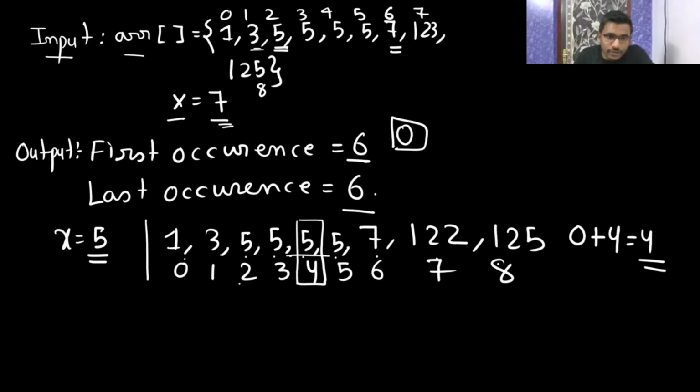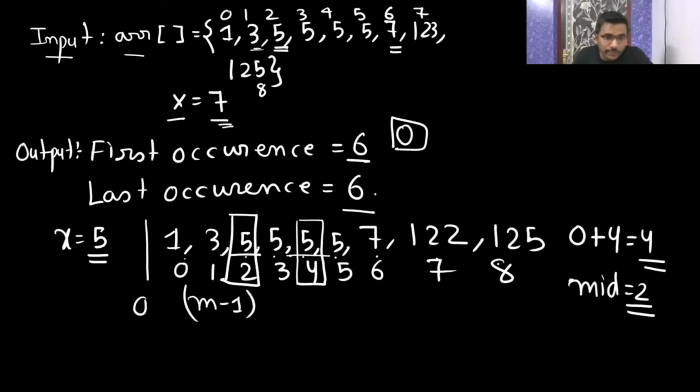Okay, now let's assume your mid is 2. I'm just assuming that you got mid equal to 2. So if you get mid equal to 2 with the value 5, then you will check mid minus 1. The mid minus 1 element should be smaller than x. That is, it should be smaller than 5, that is 3. Then only you can say that this is the first occurrence. Are you getting it? Do you all understand?